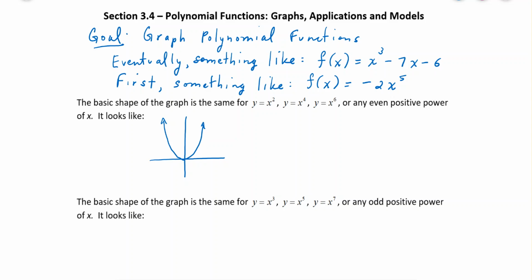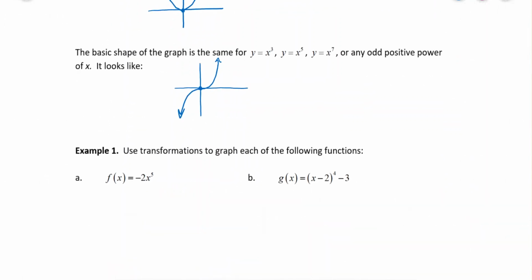So there's our graph. And then we can make a similar observation for the odd powers of x, like x cubed or x to the fifth or x to the seventh. We can say that all those graphs look just about the same, and we can sketch that graph because we know the graph of x cubed. Okay, so if we want to graph negative 2x to the fifth, then we could start with x to the fifth, and then we could look at the negative 2 as a couple of transformations of the graph. So that's what we're going to do here in this first example.